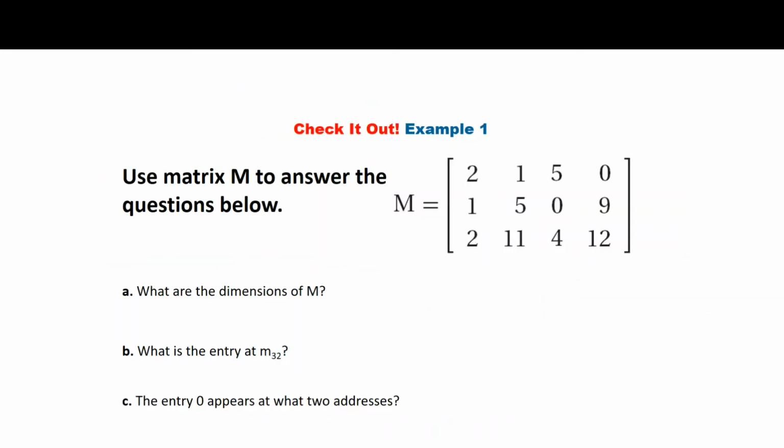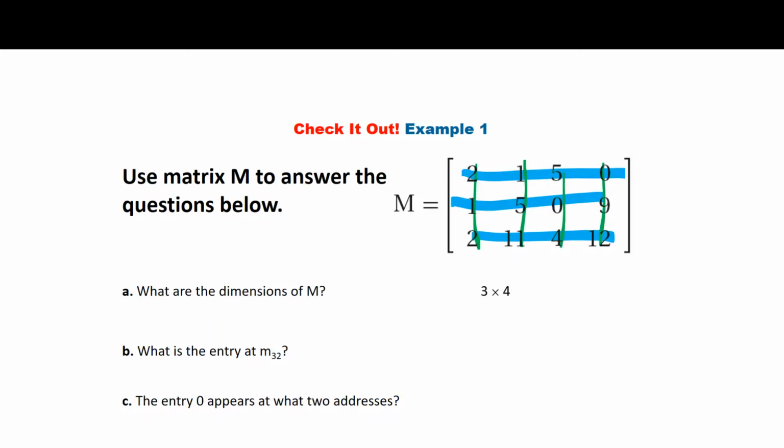All right, here's an example. It says use matrix M to answer the questions below. The first question says, what are the dimensions of M? So think about that for a second. Hopefully you could see that the dimensions are going to be 3 by 4. We have three rows, 1, 2, 3, and we have 4 columns, 1, 2, 3, 4.